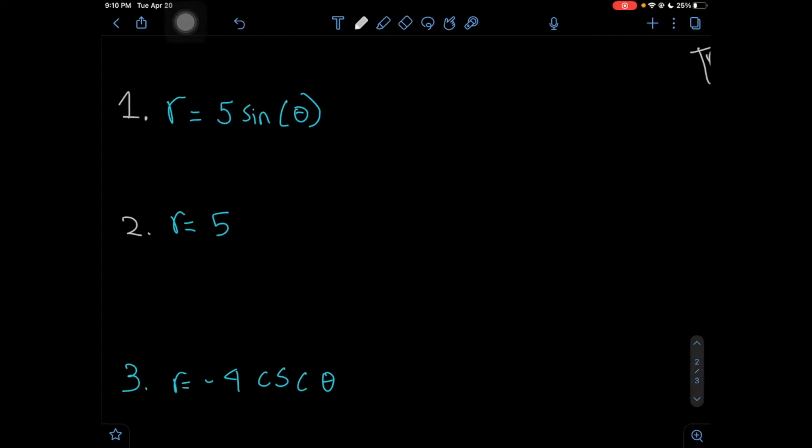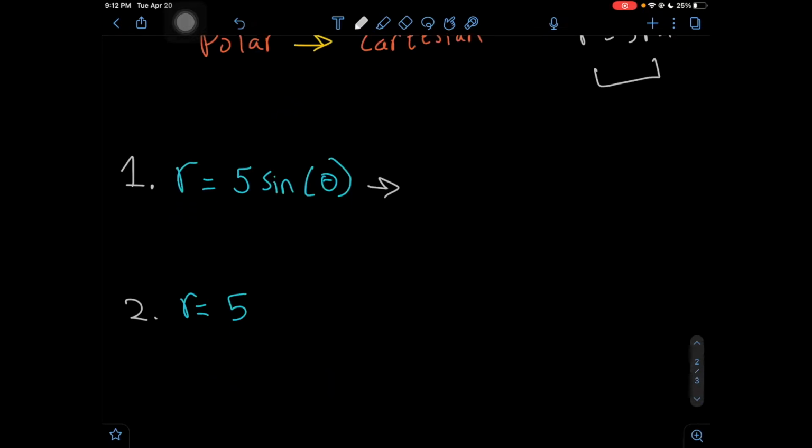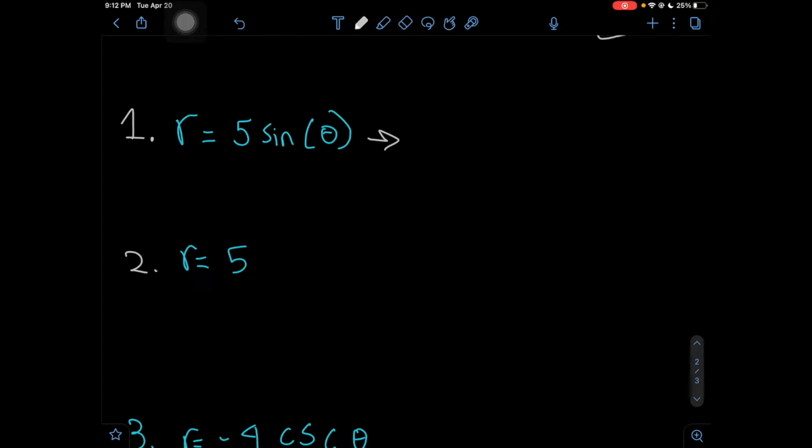Number 1 says we have r equals 5 sine of theta. Since we're going to a Cartesian equation, what we need to do is get an x and a y and try to get rid of that r. In this one we can see that we have something really close to our y value equation, which was y equals r sine theta. Here we have 5 sine of theta. If we have an r right here, we would be able to substitute in our y value, and that would make it much easier.